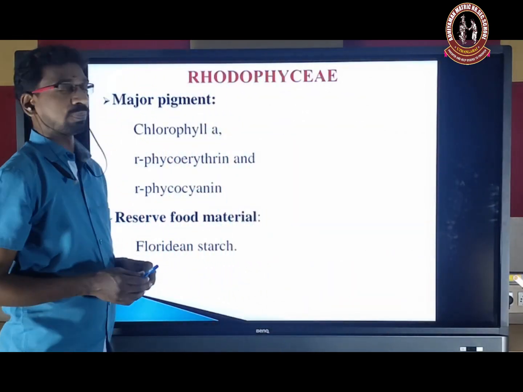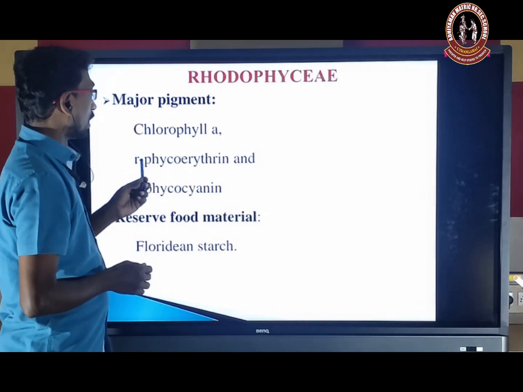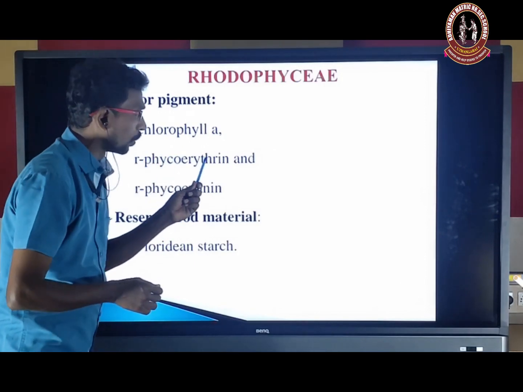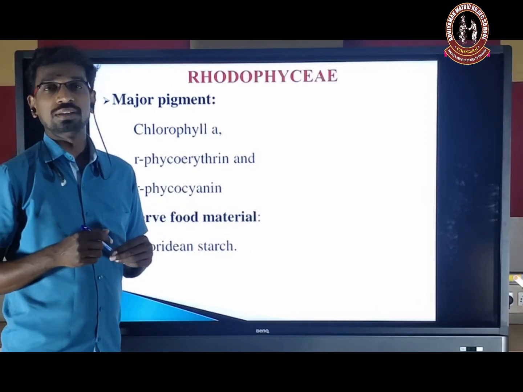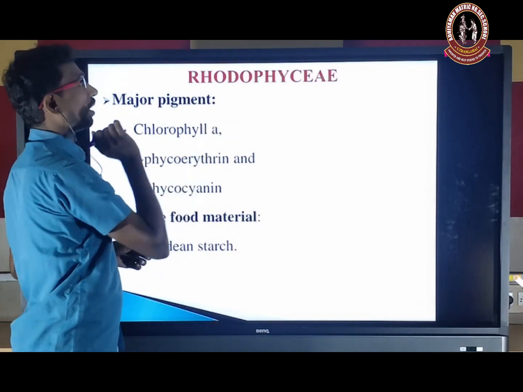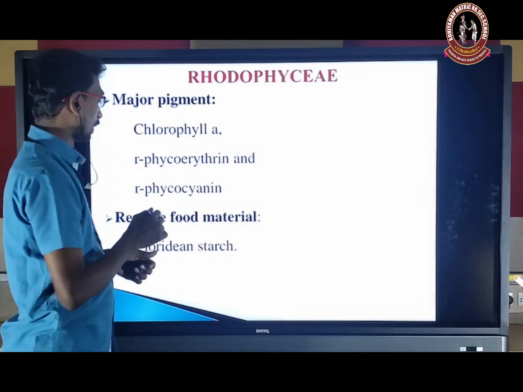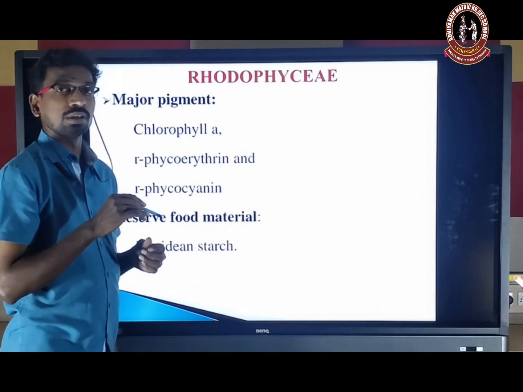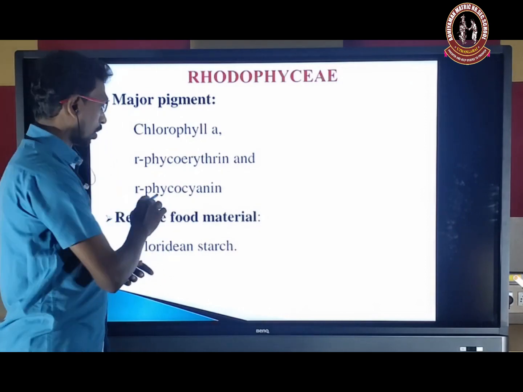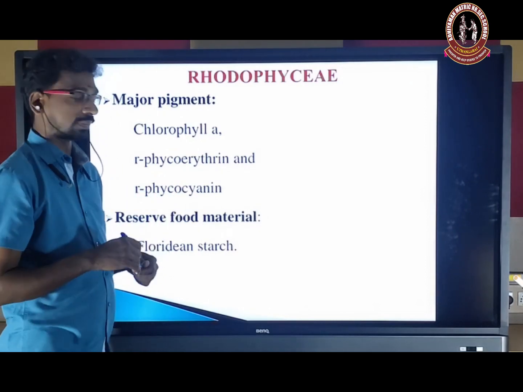The major pigment is chlorophyll a. Apart from this, it contains phycoerythrin, which is very essential and very important for giving the red color to this group of algae, and phycocyanin. Phycoerythrin means red, and phycocyanin means blue-green.